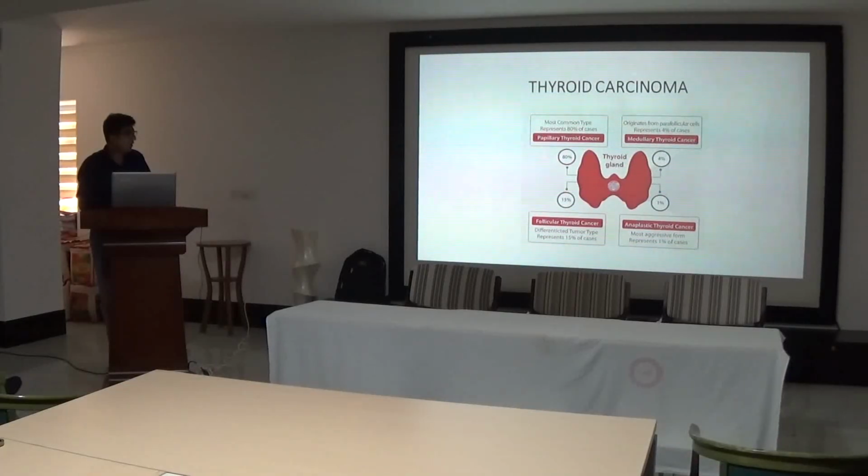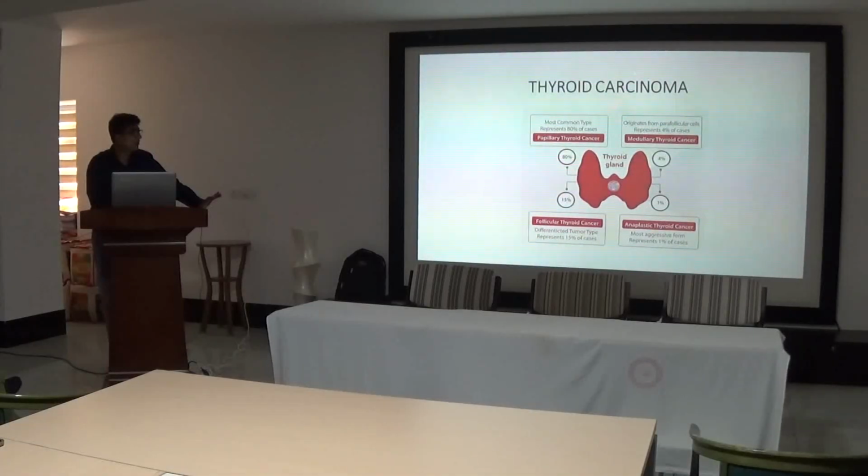Now, when this well-differentiated cancer progresses to poorly differentiated, then the worst scenario is an anaplastic thyroid cancer, and it is the most aggressive form of thyroid cancer. Anaplastic is something which the surgeons will not touch, if the report says anaplastic carcinoma.